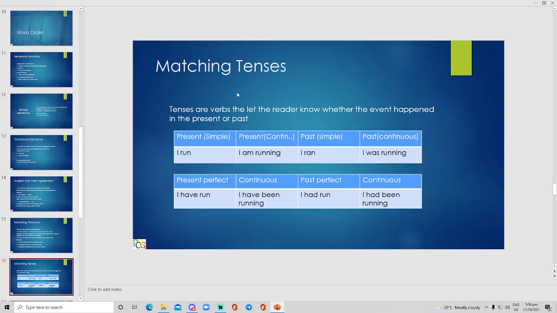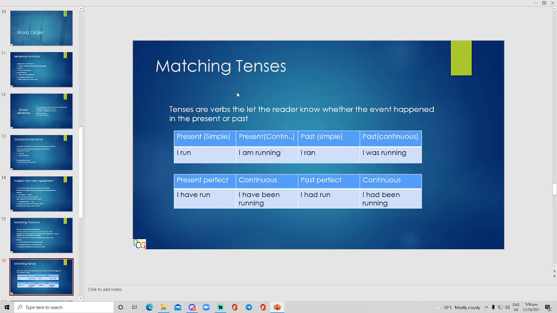But for simple present tense, I run. Okay? Actually, now looking at this, I can fix it though. Anyways, I think it's supposed to have, no, that was past. Runs is plural. Okay, good. Never mind. Sorry, confusing myself. So simple present tense. I run. Present continuous. I am running.